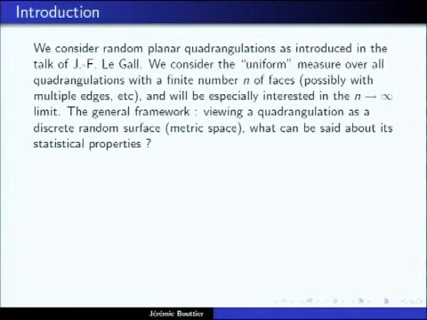So what we do is we consider the random planar quadrangulation. By random, I mean we take the uniform measure on quadrangulations of finite size. And in the end, you let the size go to infinity, and you want to study the statistics of this quadrangulation, in the sense that you view a quadrangulation as, as we say, a discrete random surface, and essentially that would be a metric space, because a quadrangulation is like a graph, and you have a graph distance. And what can you say about that?